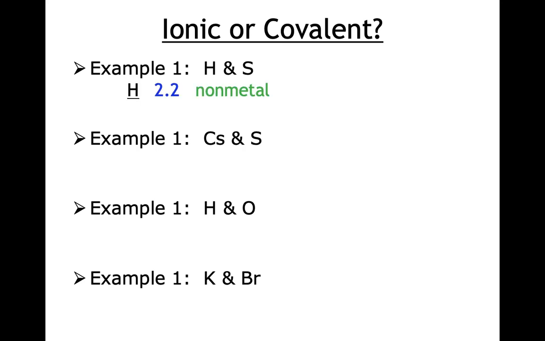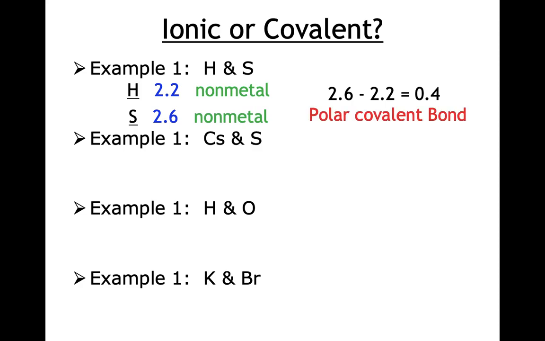So hydrogen's electronegativity value is 2.2, and that is a nonmetal. Sulfur's 2.6, also a nonmetal. We're going to show the subtraction between the two. Sulfur minus hydrogen. Sulfur has the higher electronegativity. You get a 0.4, which puts us in the range of the polar covalent bond because we are above 0.3 but below 1.7. Cesium, 0.8, is a metal.